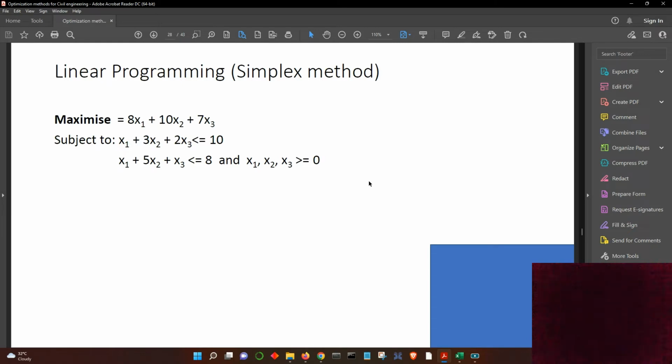So this is our question: we have to maximize 8x1 plus 10x2 plus 7x3 subject to these constraints, less than or equal to a constant, such that x1, x2, x3 are greater than 0. So what is the first step?